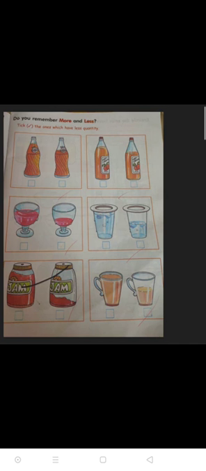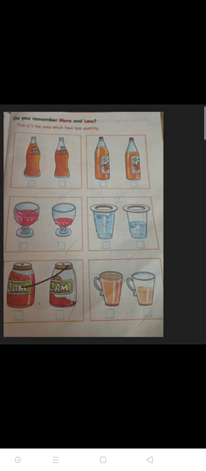Now, do you remember more and less? Children, do you remember more and less? More and less, this is a kind of comparison. M-O-R-E more, L-E-S-S less. Repeat children. M-O-R-E more, L-E-S-S less. Good children.